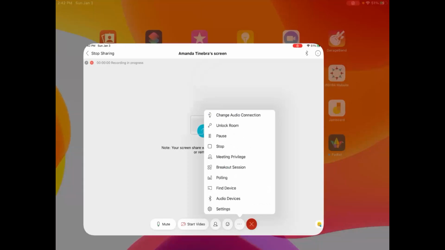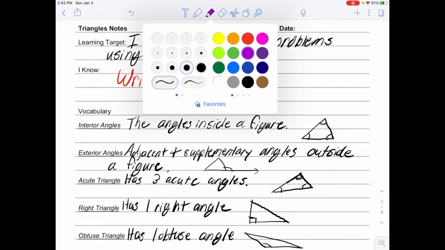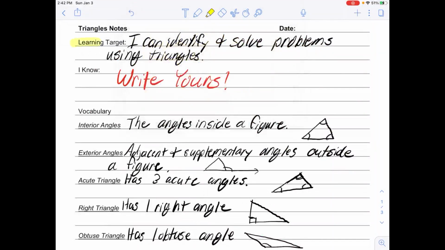Our video today, we are talking about triangles. So, our learning target today is I can identify and solve problems using triangles. Please write down the date you're watching this and write down what you already know about triangles.